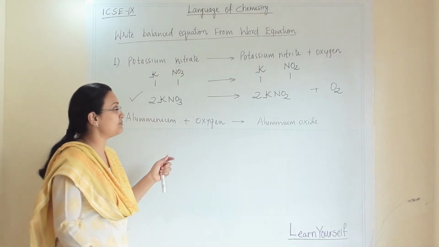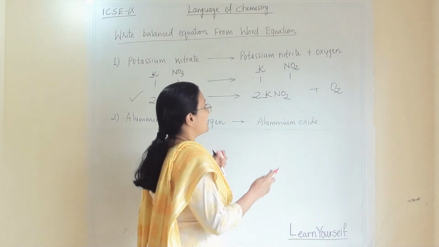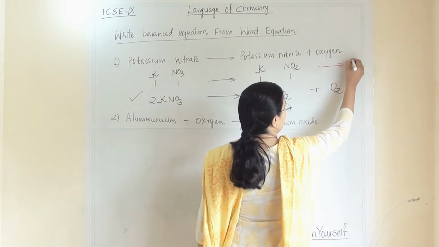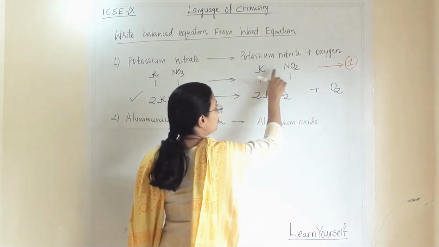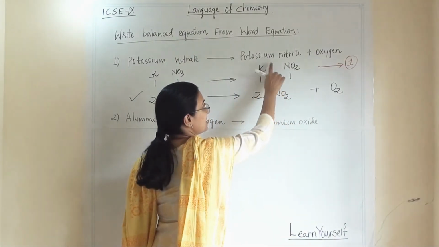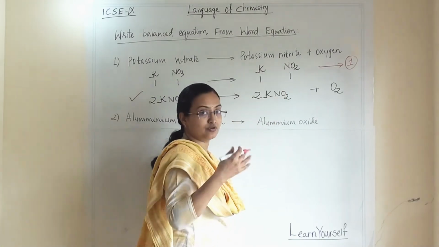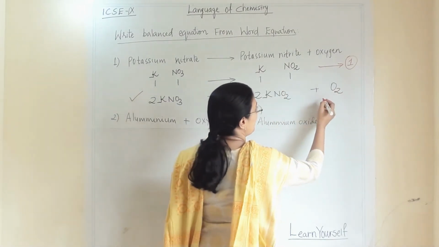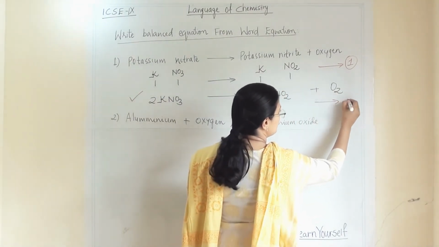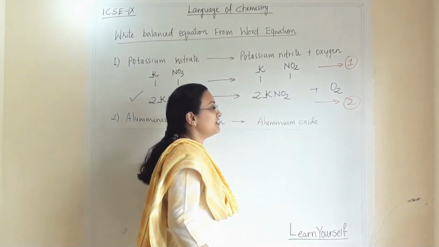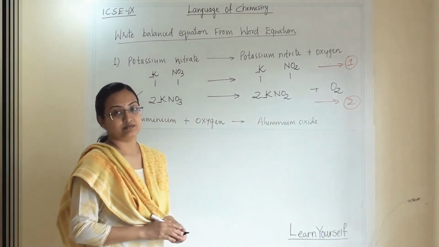So the first step is we are writing molecular formula for each and every compound. For that you have to remember the ions. Then the second step is we have to balance it.